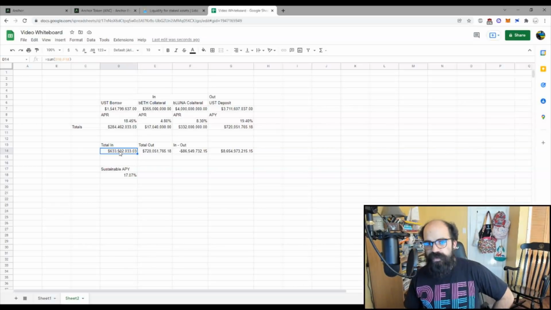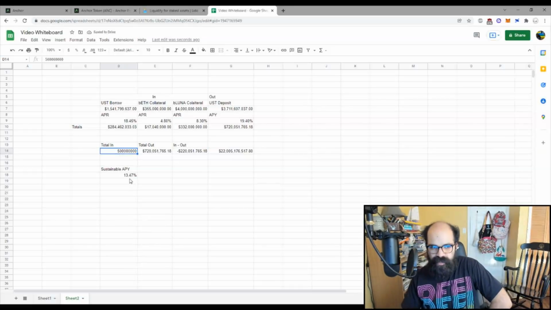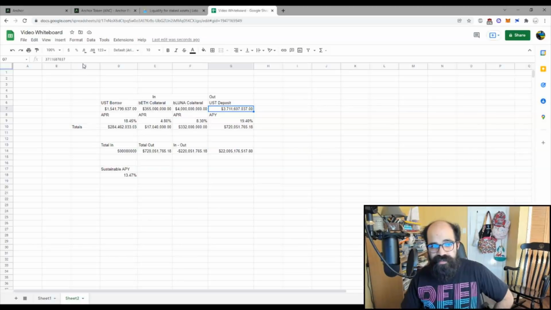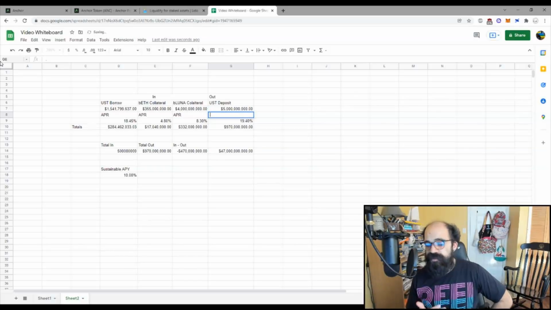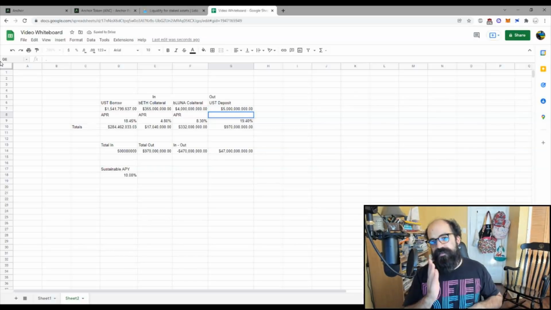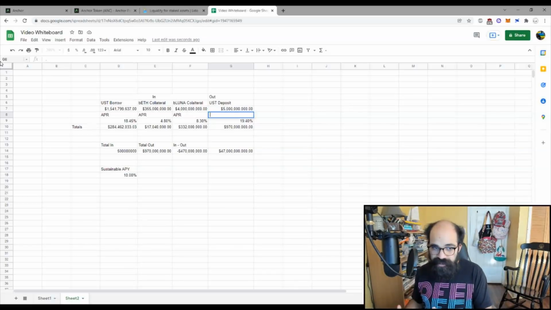Like if the total in went down to, let's say, 500 million, a sustainable APY would be this. But if the deposit increased, because people were really bearish in the market, to like 5 billion, then we might need a 10%. So you have to keep in mind that these things are subject to change. More people could deposit here, but as the APY goes down, people are going to take their stablecoins to other stable yield opportunities and not just this one.